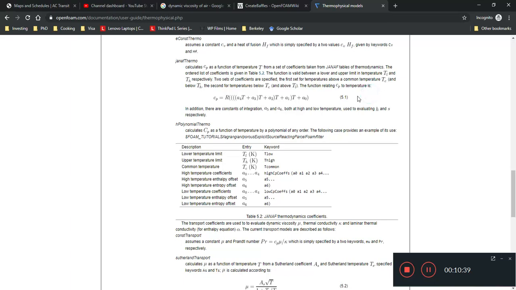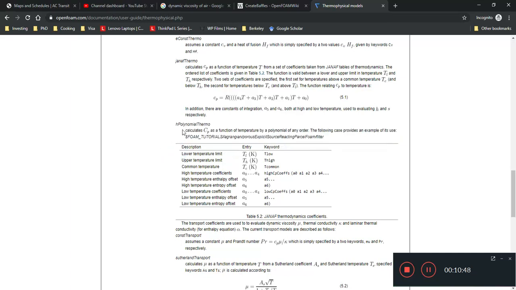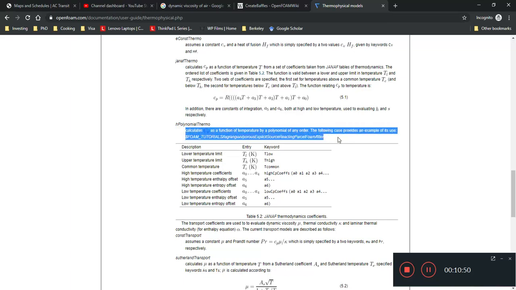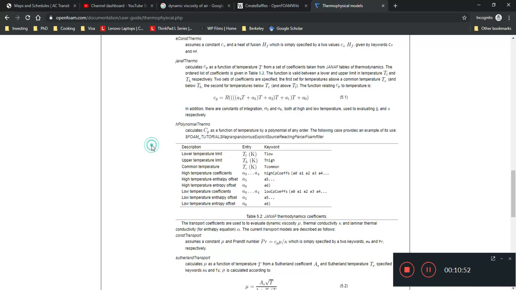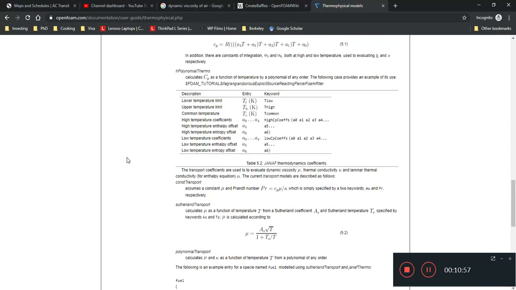Pretty common. It's a varying CP with respect to time. So if you want to have your own polynomial expression of the CP, you can actually give it as such.